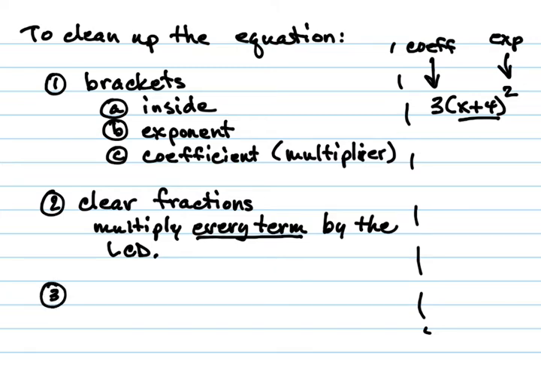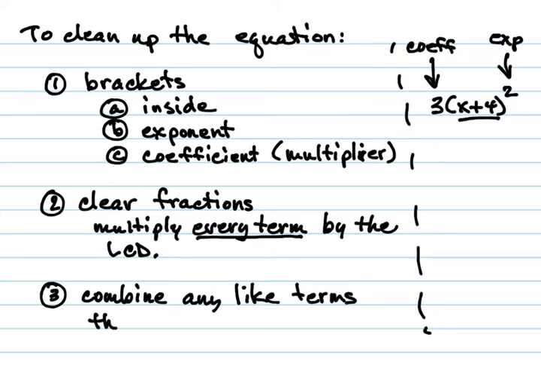The third step in cleaning up the equation is to combine any like terms that are on the same side. So on the same side of the equal symbol. Anything that you can combine that are on the same side, you'll combine those before you work to solve the equation. You want to move as few terms as possible, and so the most cleaning up you can do, the better.